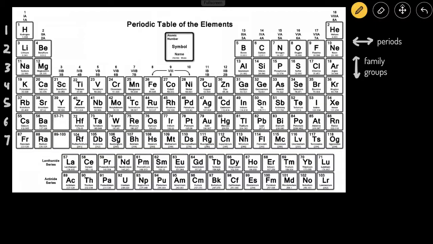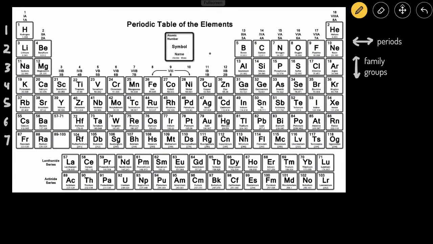So let's switch back over here. Look at the organization of the periodic table. It's organized according to the atomic number, in order of increasing atomic number as you go from left to right. So it goes 1, 2, 3, 4, 5, 6. So that means that the elements in the periodic table are organized according to the atomic number.